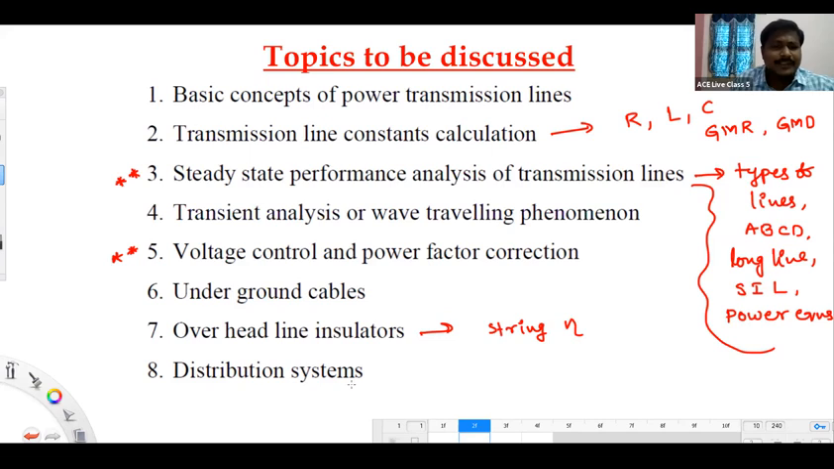Next one will be distribution systems, and we will be discussing what the different types of distribution systems are, what the advantages and disadvantages are, and some problems in the distribution systems. These are the various topics what we are going to take up. And as I said earlier, particularly in the view of the GATE examination, the most important things in this whole will be the third chapter, steady state performance analysis, and the fifth chapter, that is voltage control and power factor correction.